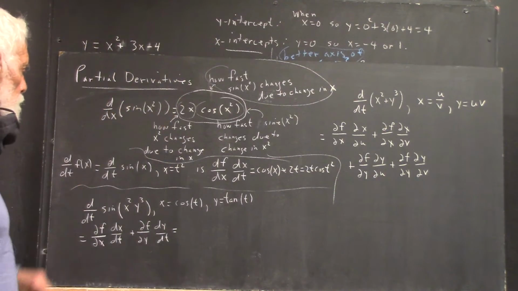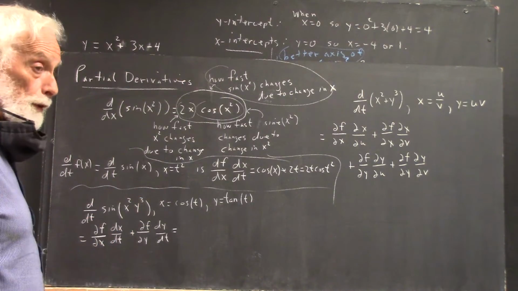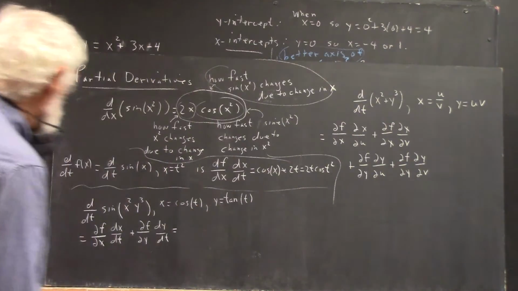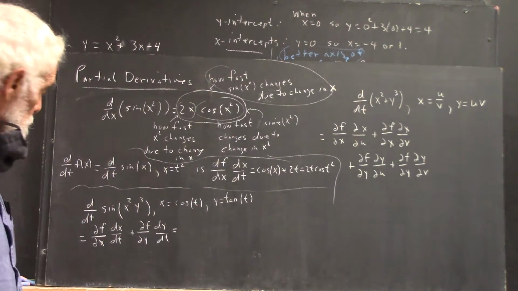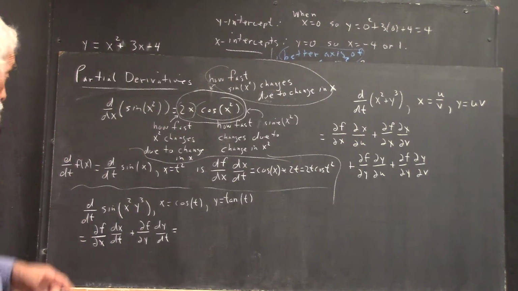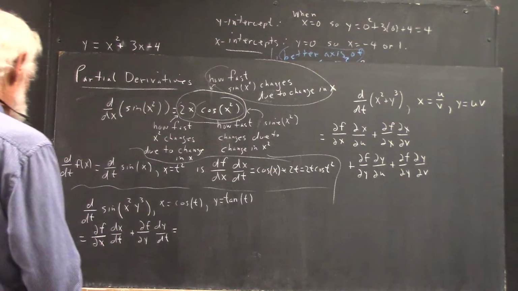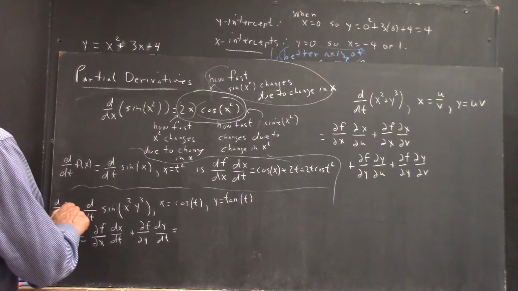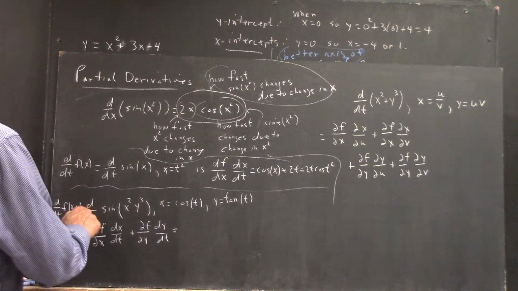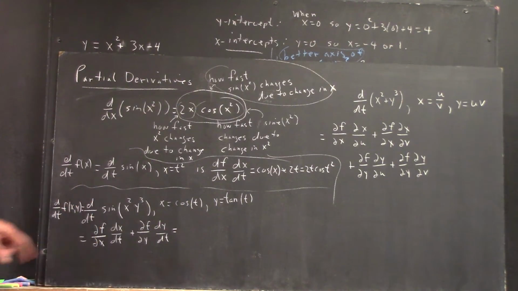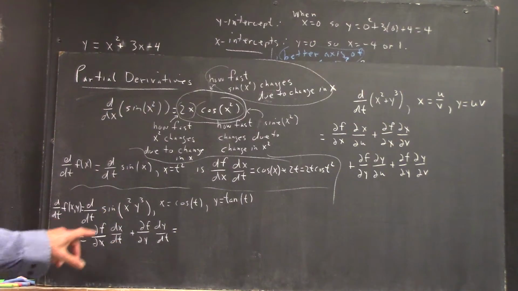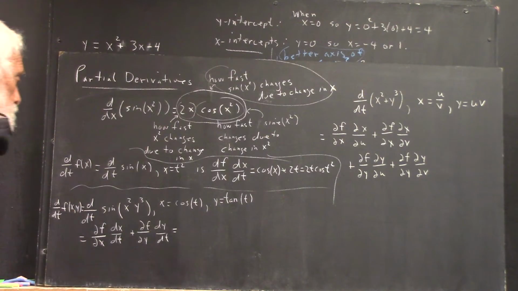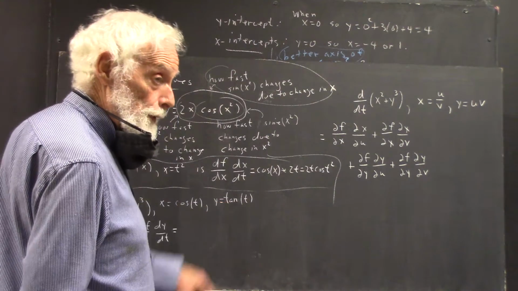Okay, we want the derivative with respect to t of the sine of x squared y cubed, where x equals cosine of t and y equals tangent of t. Now that's kind of a weird function. I can't imagine how that could arise, but we can do it. Well, this is a function of x and y. So sine of x squared y cubed is a function of x and y. X will be the cosine of t, y will be the tangent of t.